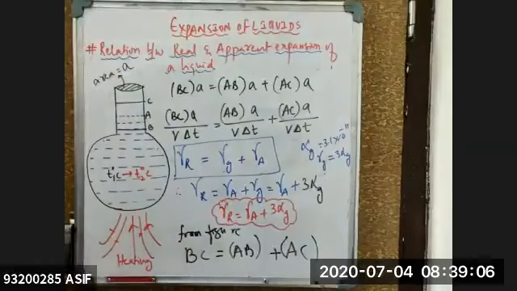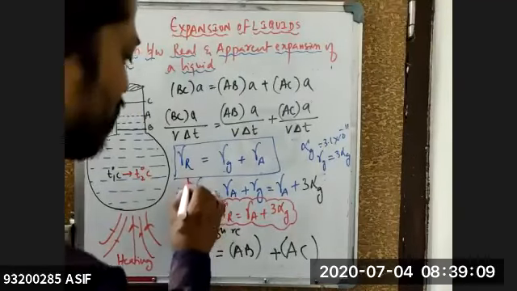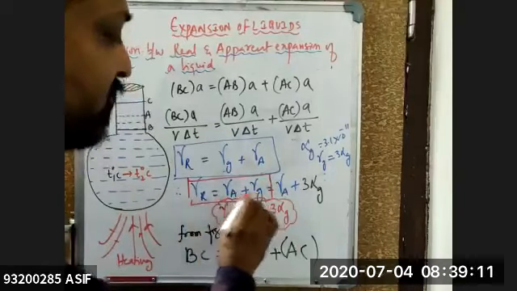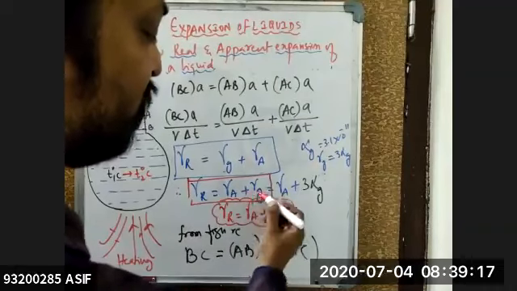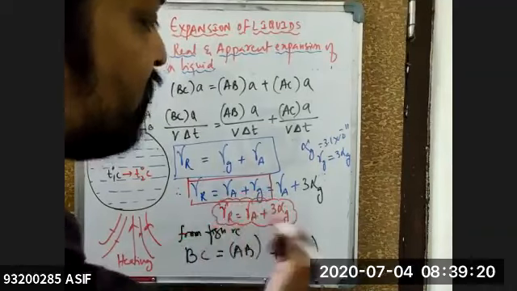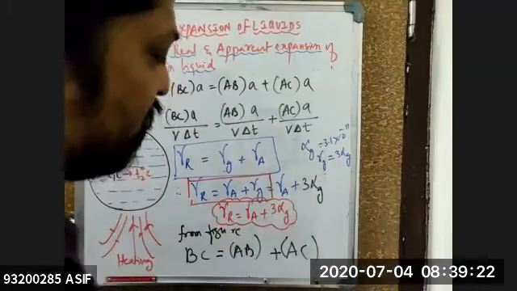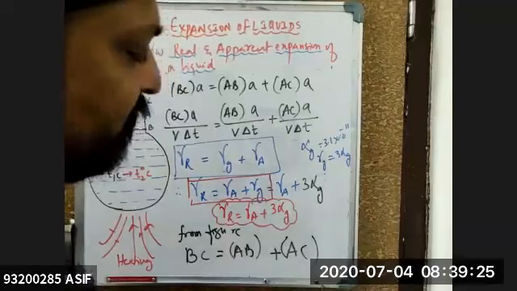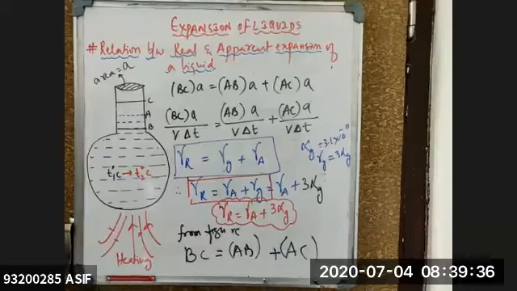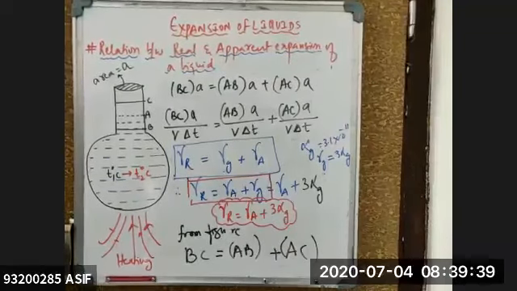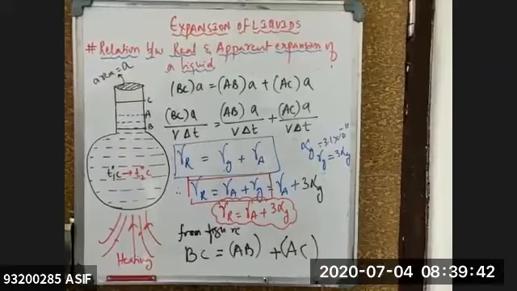Actually, this is the formula: gamma real will be equal to gamma apparent plus gamma of glass. As glass is a solid material, he need not give you the gamma value every time. He can give alpha, or he can give beta also. So you can write those values in terms of alpha or beta. So that was about the real expansion of liquids, the relation between real expansion, apparent expansion, and expansion of the vessel. I hope you got an idea of this.